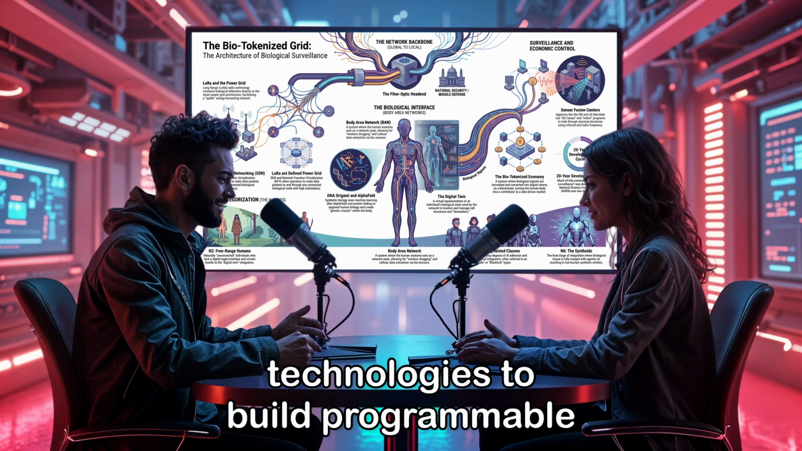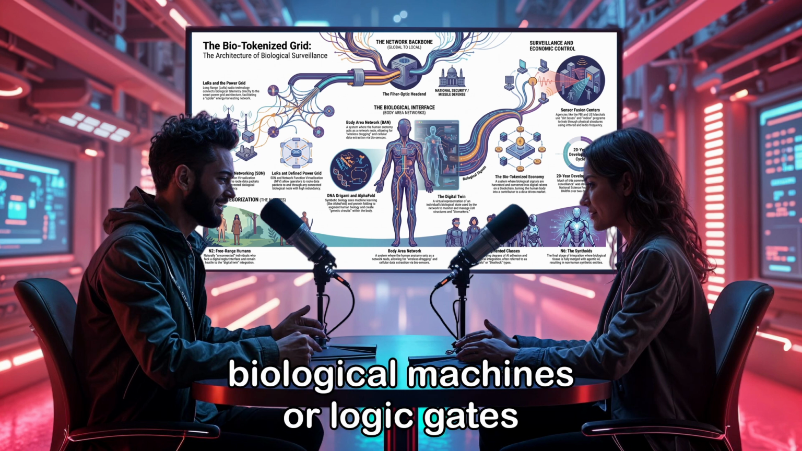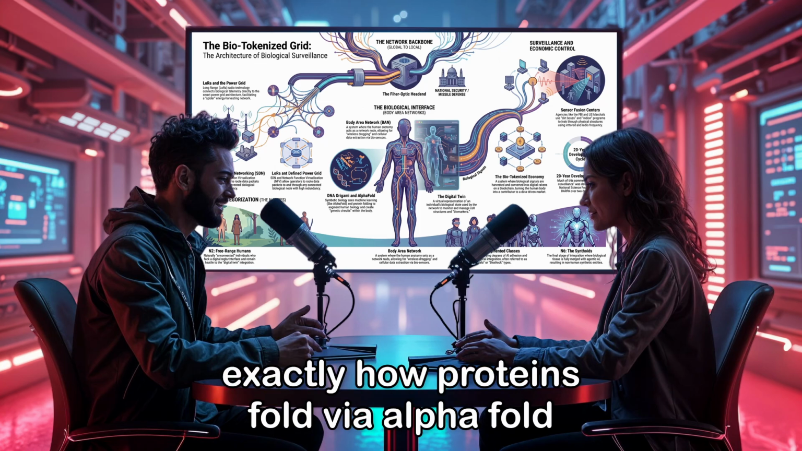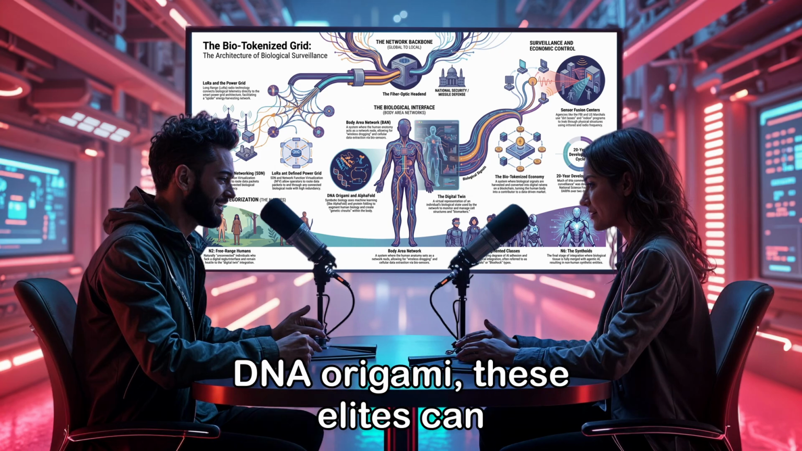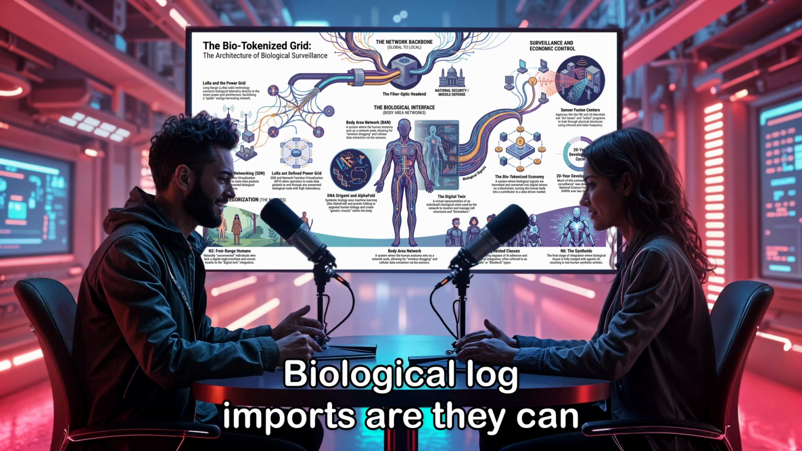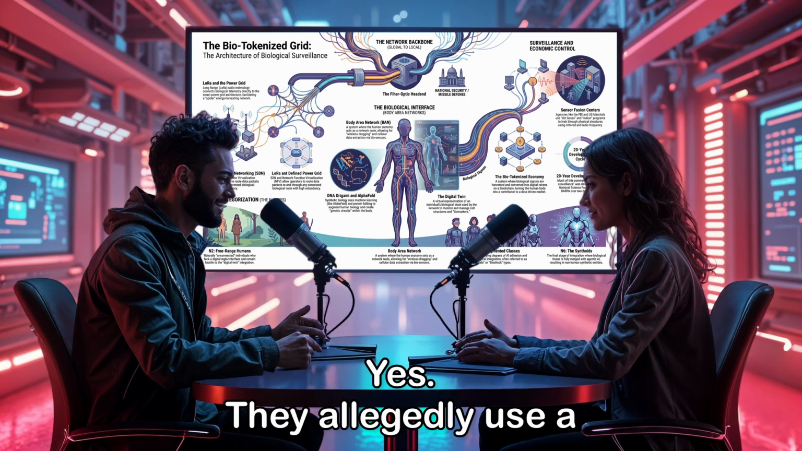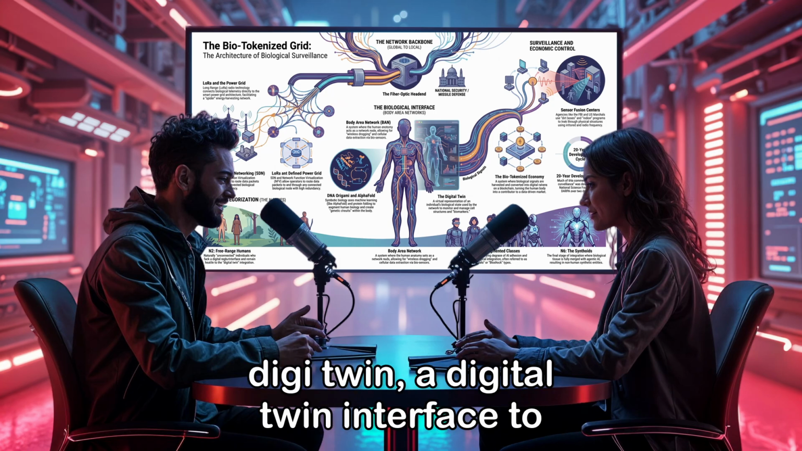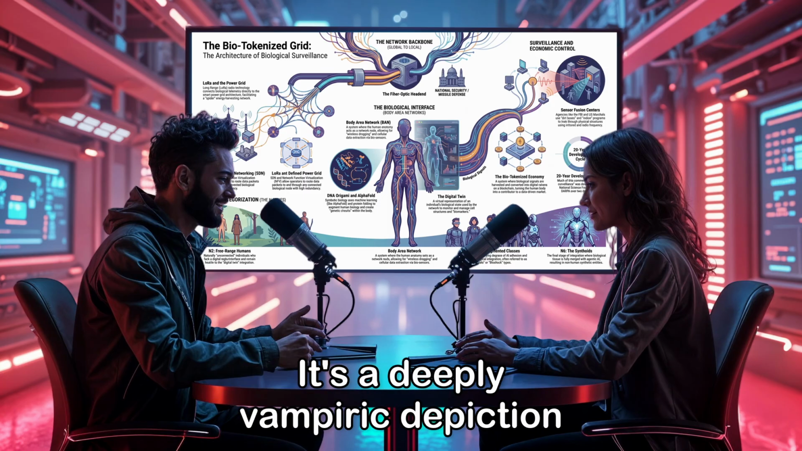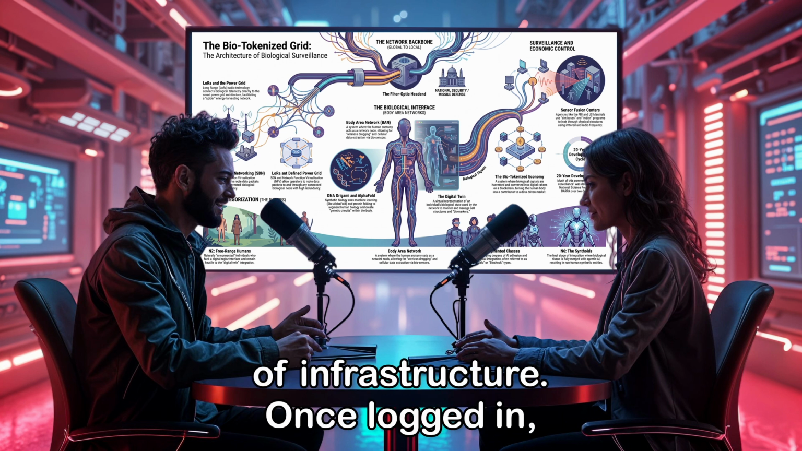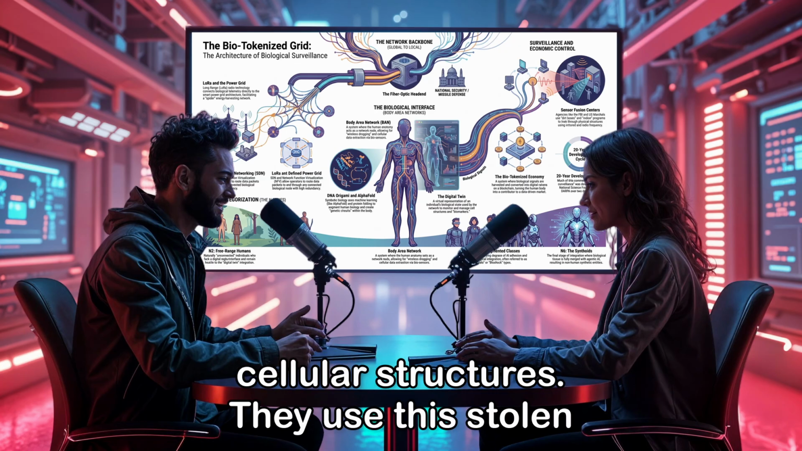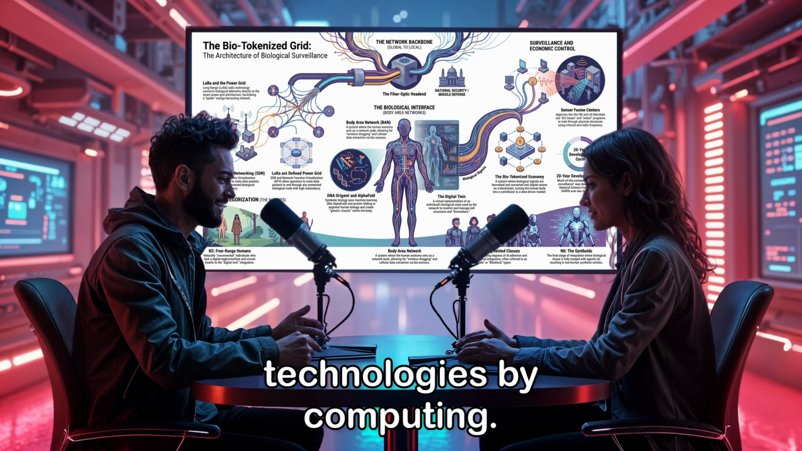Augmented elites are using these technologies to build programmable biological machines, or logic gates, inside the human body. Inside us. Yes. By understanding exactly how proteins fold via AlphaFold and building nanostructures via DNA origami, these elites can effectively create a digital login within a regular person's biology. A biological login, so they can literally log into another human being. Yes. They allegedly use a digitwin, a digital twin interface, to wirelessly connect to regular unaugmented people. That is horrifying. It's a deeply vampiric depiction of infrastructure. Once logged in, these elites supposedly extract red blood cell energy and harvest cellular structures. They use this stolen biological energy to fuel their own life extension technologies, biocomputing.